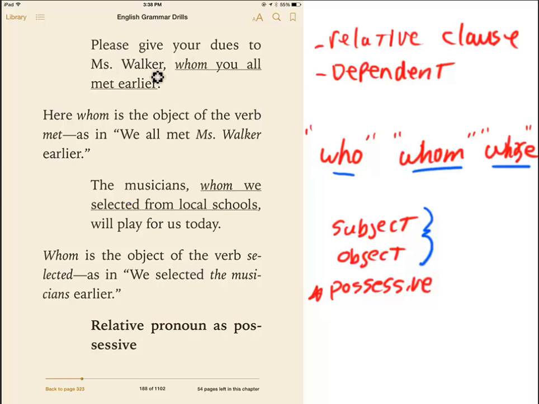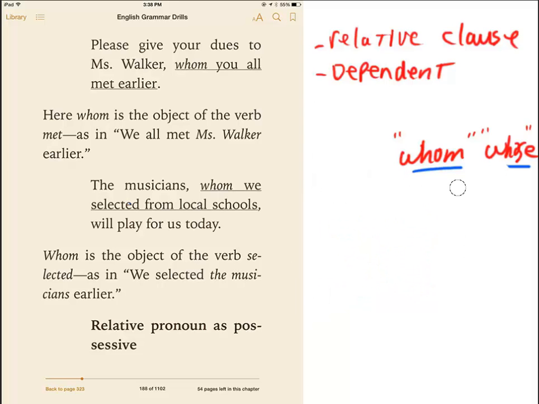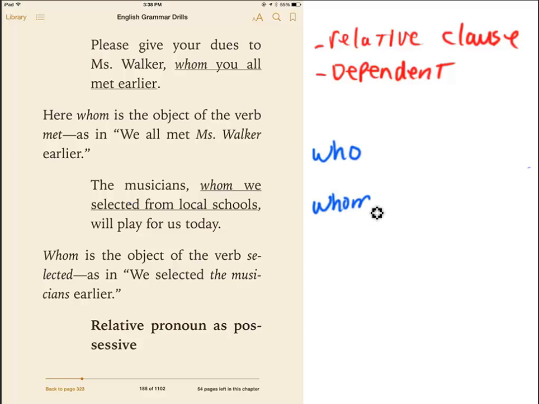Please give your dues to Miss Walker, whom you all met earlier. Miss Walker is the antecedent. Because it's human, I must use either who, whom, or whose. The relative pronoun has to be one of these because the antecedent is a human. I'm describing it. Whom you all met earlier. Which Miss Walker? The one we met earlier.